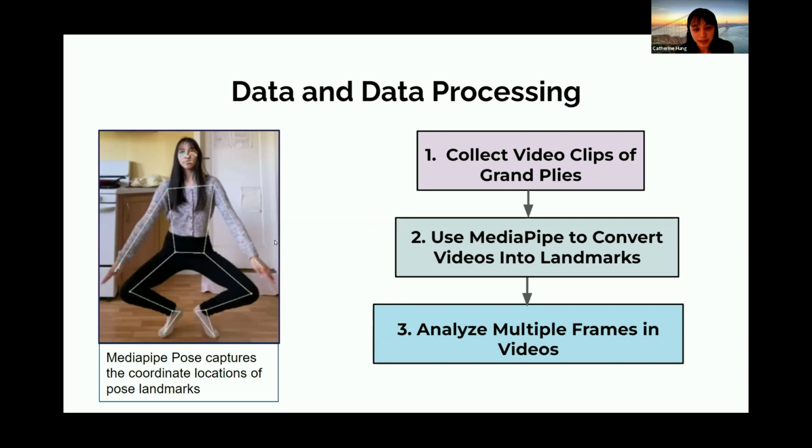As seen in the left image, for each frame of the video, it captures where certain body parts are, such as the hands, and the coordinate locations of those landmarks as data. And we want to analyze these frames and feed that into our different machine learning algorithms. I decided to use MediaPipe Pose because I've seen how it has been used in other movement research, and I wanted to try it with dance movement in particular.